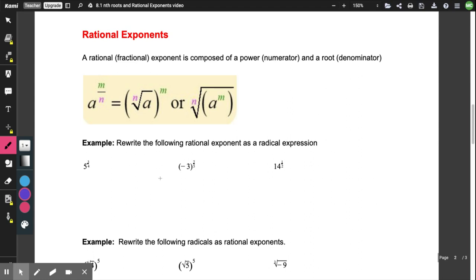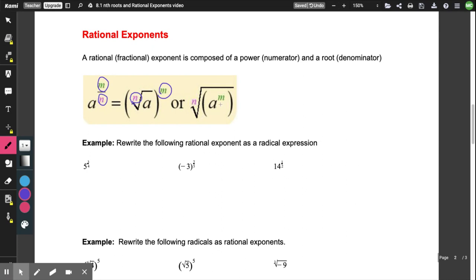A rational exponent is an exponent that is a fraction. And what a rational exponent actually means is the numerator is a power of whatever that expression is, and the denominator is actually just the index of a root. So this fractional exponent actually just means an nth root of a to the m power.